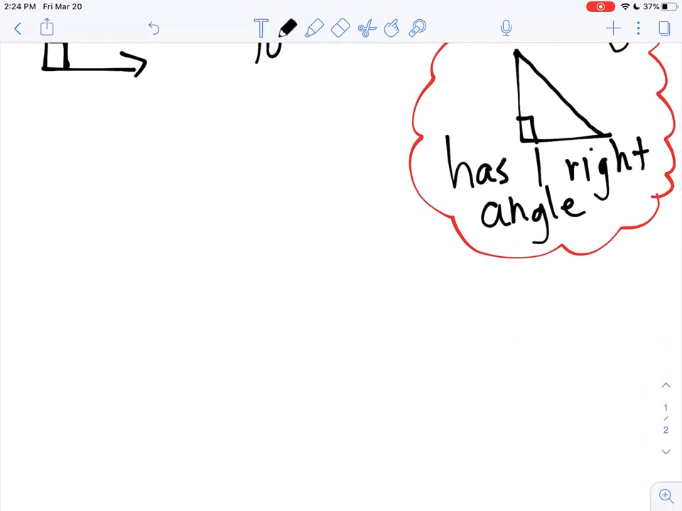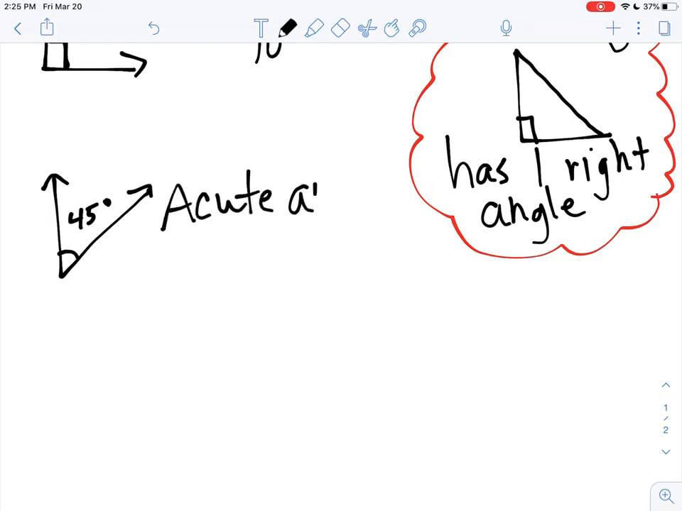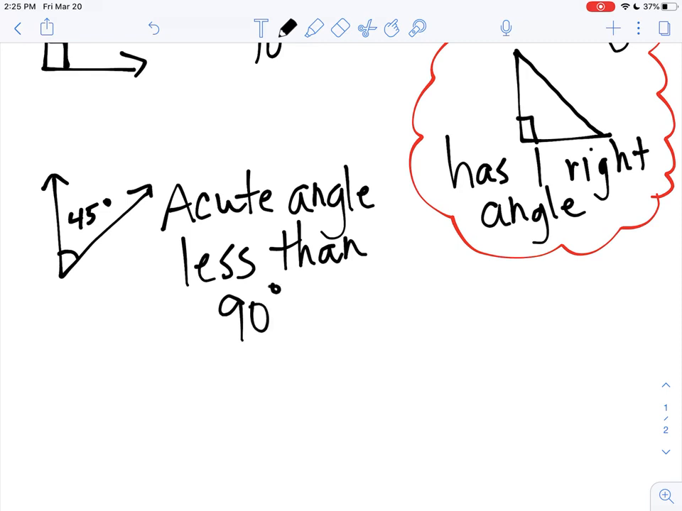What if I told you, think back when you talked about this kind of angle. Do you remember what this is? What if I told you this was 45 degrees? Oh, you remember, it's called an acute angle. And it's an acute angle because it is less than what? That's right. It is less than 90 degrees.